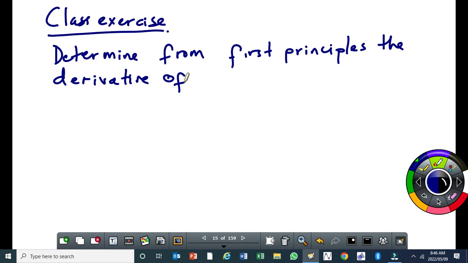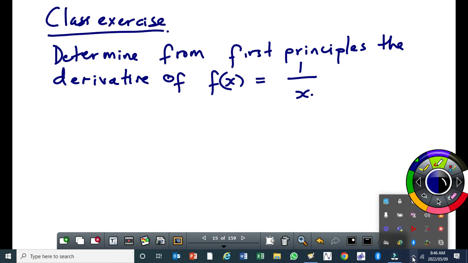Can I have your attention? Since you are in matric, you've done algebra throughout your high school years, I'm going to ask you to determine the derivative of a hyperbola. Let me just give you a simple one: f of x equal to 1 over x. Can you find that from first principles? Find the derivative of f of x equal to 1 over x. Yes, doing the same thing with the variable. That's first principles.